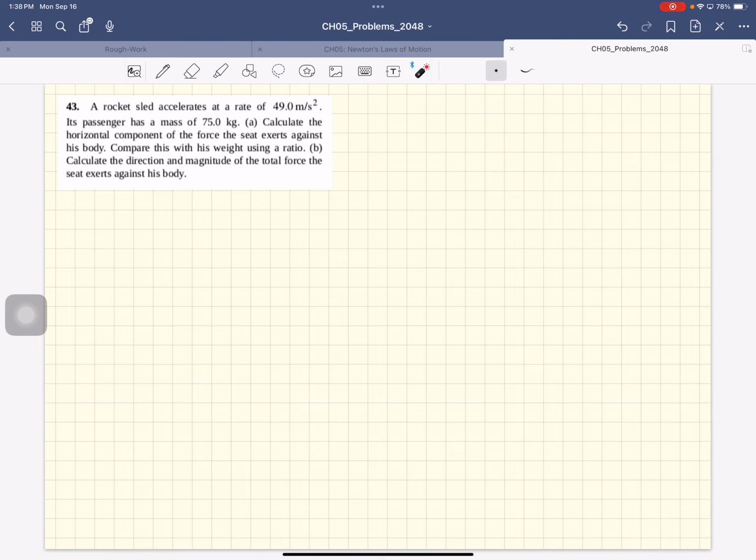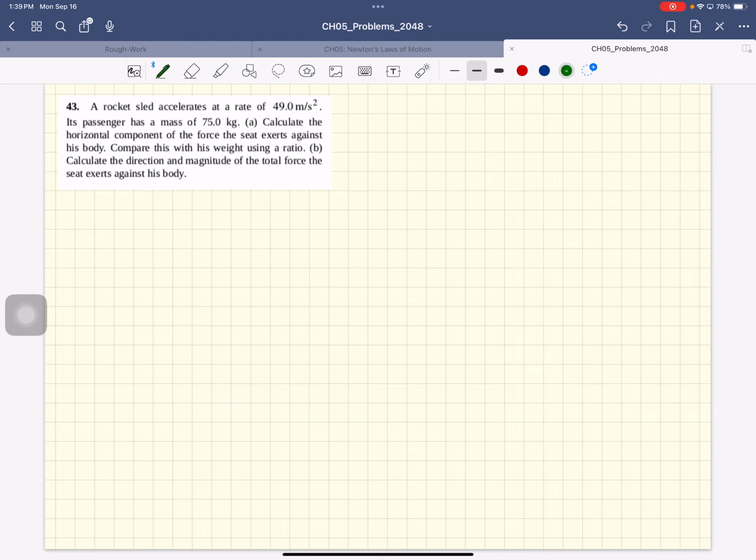All right, we'll do one more of these. Okay, so a rocket sled accelerates at a rate of 49 meters per second squared. If you divide that by 9.8, that's 5 g's. So this sled is accelerating horizontally, and the seat is exerting a force of 5 times your weight on you, a horizontal force. Its passenger has a mass of 75 kg. Calculate the horizontal component of the force the seat exerts on his body.